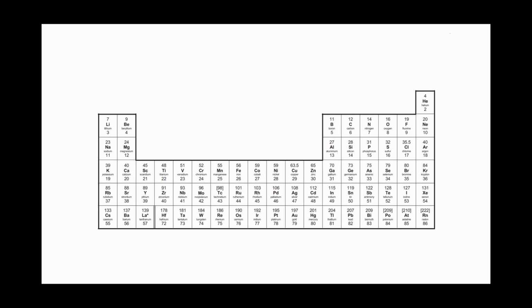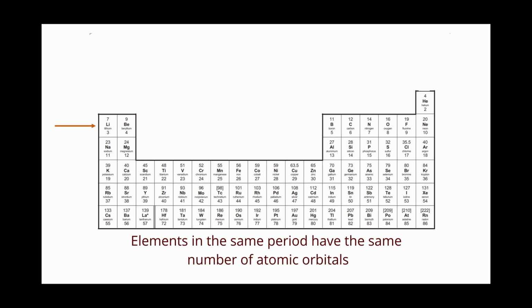So now we're going to talk about periods and groups. Each row on the periodic table is known as a period. Elements in the same period have the same number of atomic orbitals.